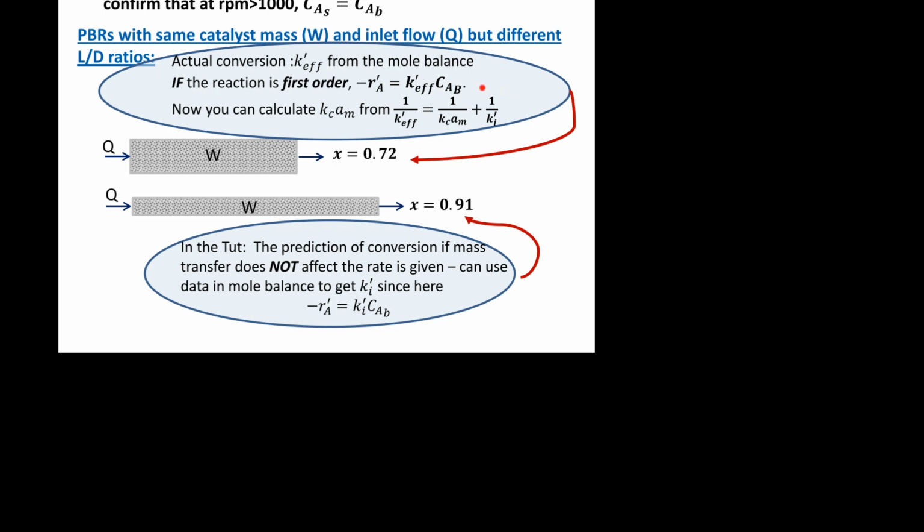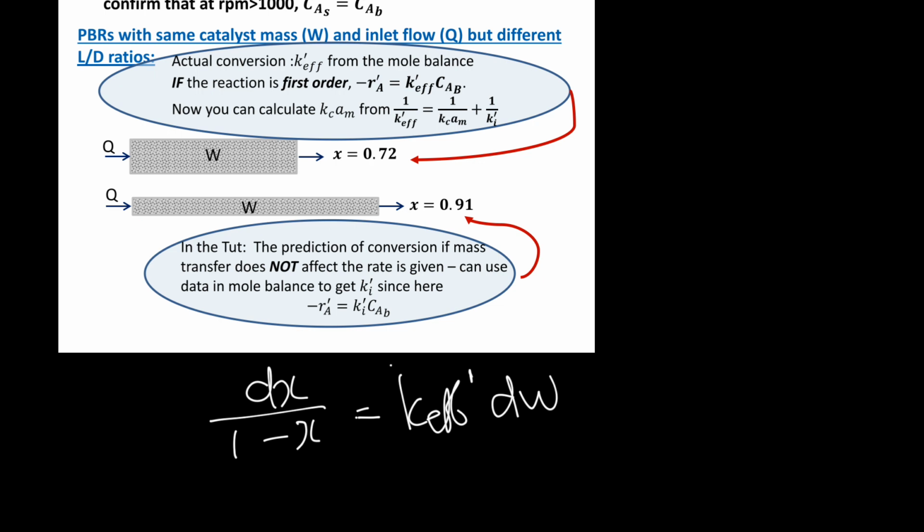Also, you know that by substituting CAS in terms of CA bulk, I can use the sum of resistances approach. And now that I have solved my intrinsic rate constant from the data published for where the engineer assumed no mass transfer, I can just use the information on the actual performance, integrate again with a new X value, but now with the effective rate constant as my unknown in my rate equation, in order to solve for K effective.